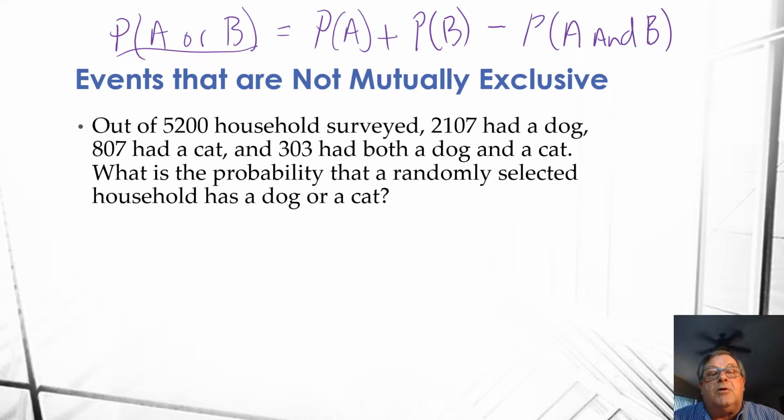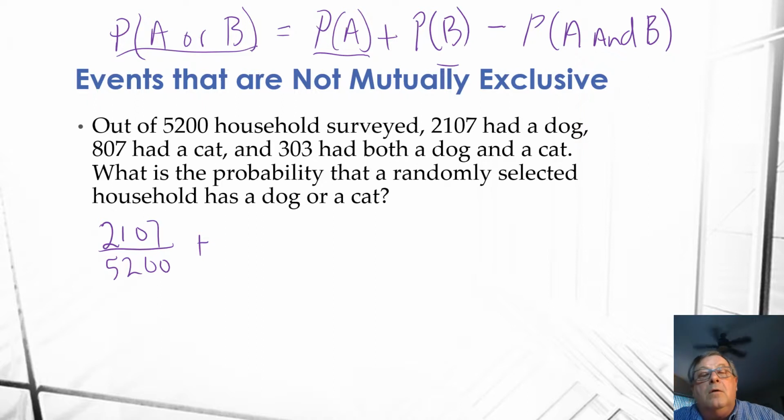Well, how many households did they survey? 5,200. And of that amount, how many, P of A, had a dog? Well, that was 2,107 out of 5,200 had a dog. Well, what about had a cat? Well, there was 303 out of 5,200. No, excuse me, 807 out of 5,200 had a cat.